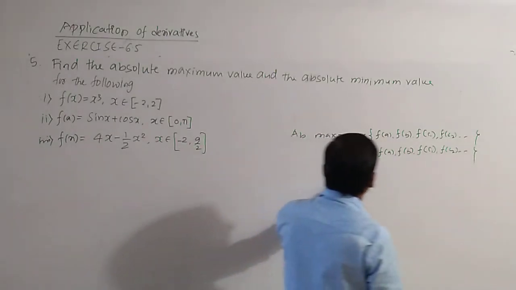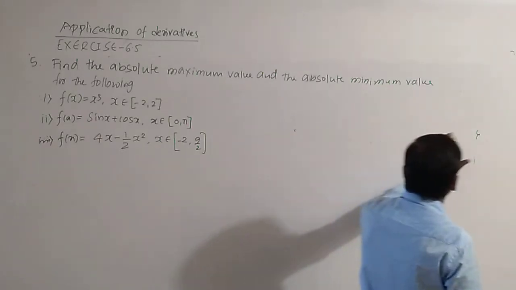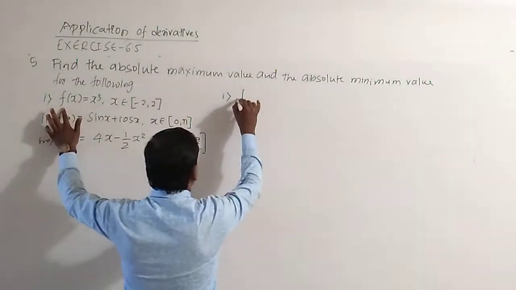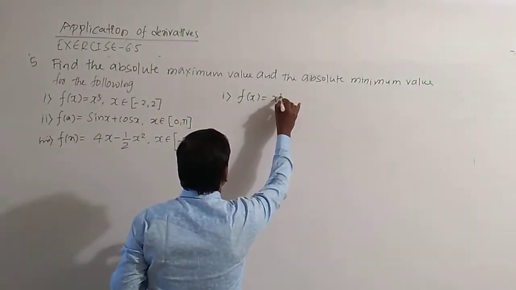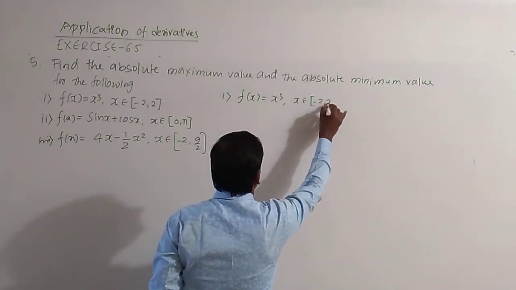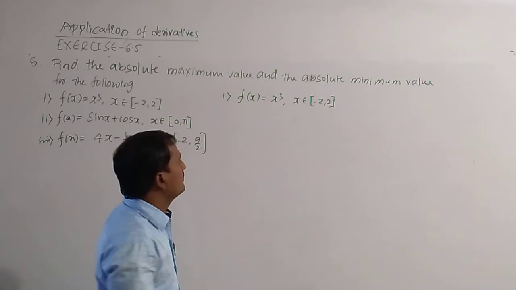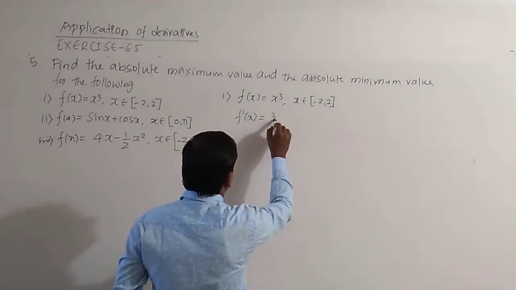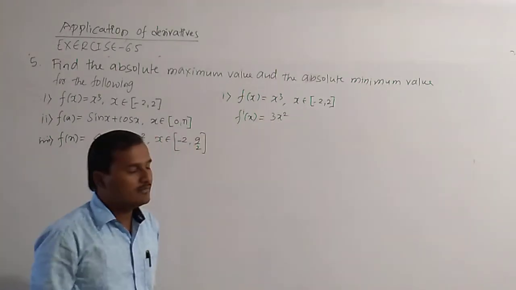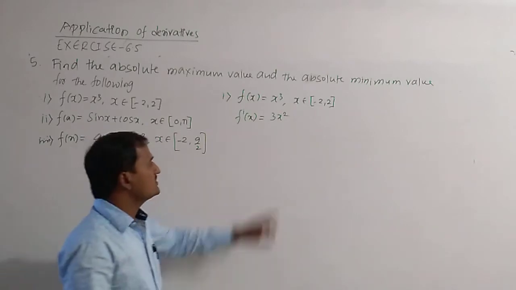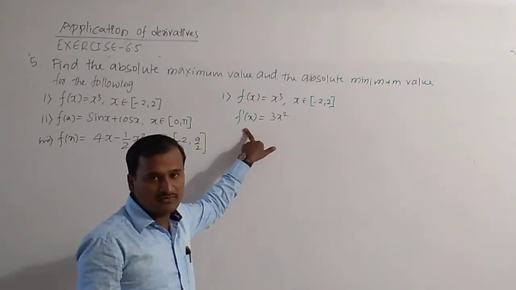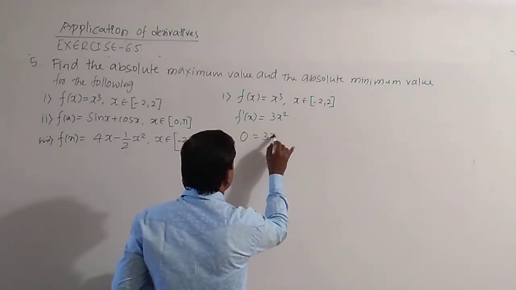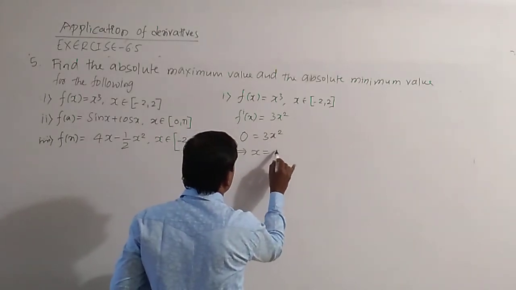Okay. Now we will solve the problems on absolute maxima and absolute minima. So here the first question is f of x equal to x cube, where x belongs to the closed interval minus 2 comma 0. Okay, now find f dash of x, which is equal to 3x square, because the differentiation of x cube is 3x square. Now we should substitute f dash of x equal to 0 to get the critical point. Therefore 0 is equal to 3x square. So this implies x equal to 0.